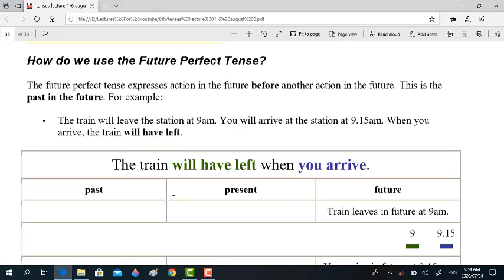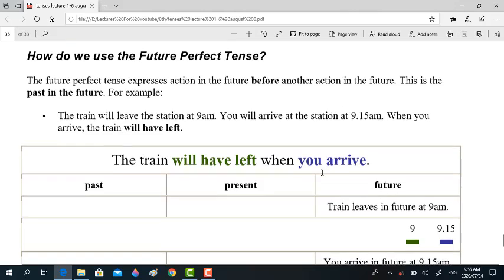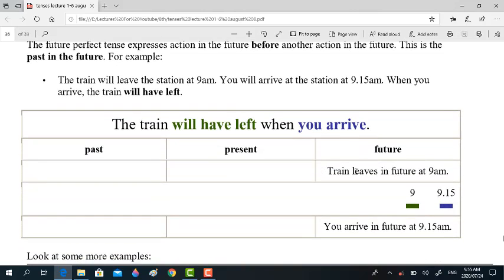Quite surprising. For example, the train will leave the station at 9 am. You will arrive at the station at 9:15 am. When you arrive, the train will have left. The train will have left when you arrive, right? The train leaves in the future at 9 am. You arrive in the future at 9:15 am.